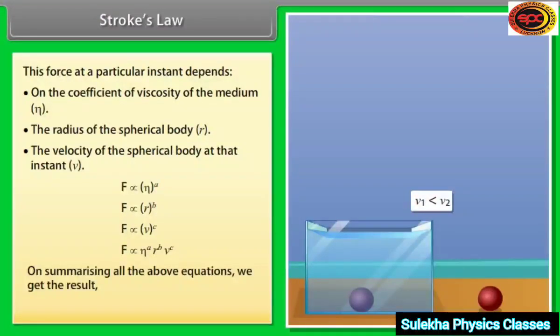On summarizing all the above equations, we get the result: F is equal to 6 pi into eta into r into v.